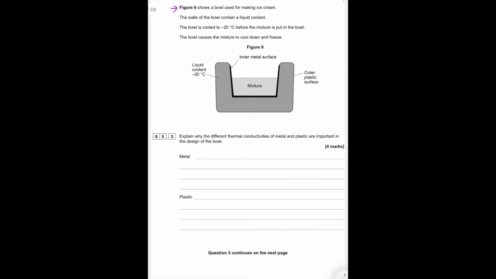Figure 6 shows a bowl used for making ice cream. The walls of the bowl contain a liquid coolant. The bowl is cooled to minus 20 degrees Celsius before the mixture is put into the bowl. The bowl causes the mixture to cool down and freeze.